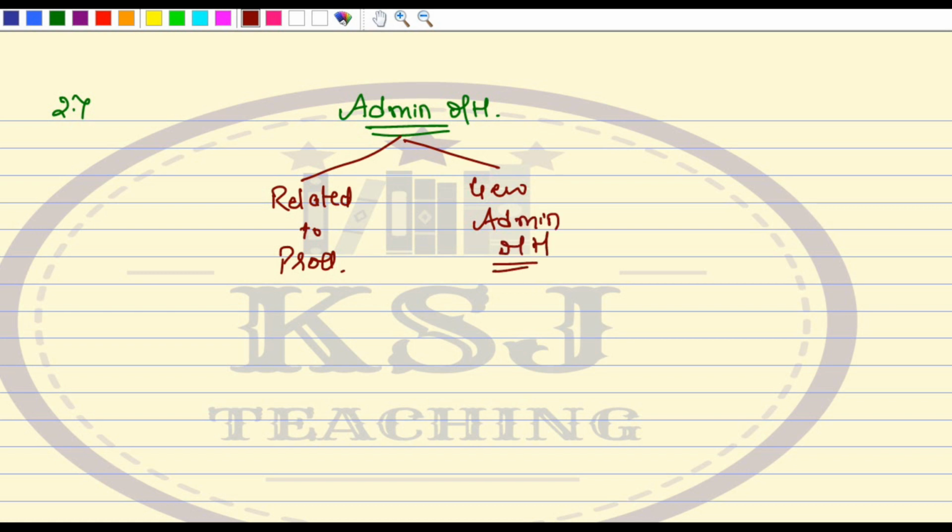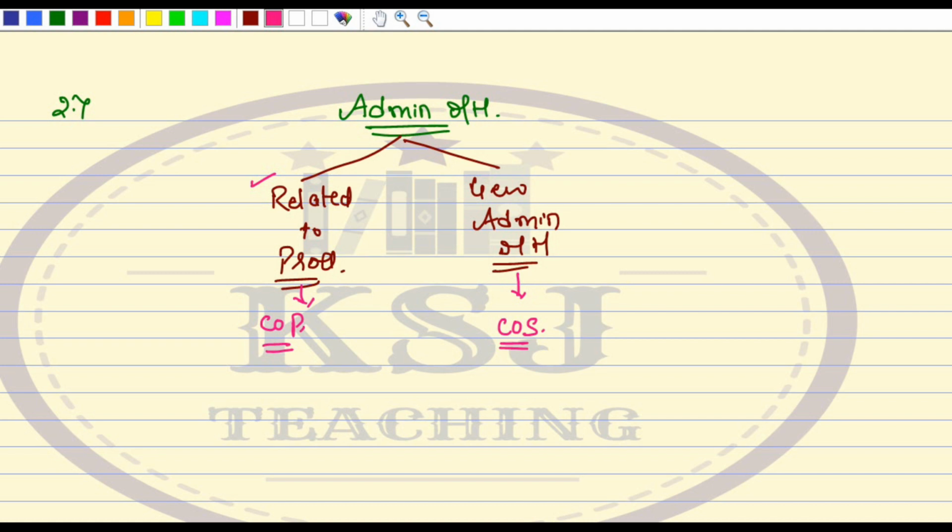Now, what is the treatment? The treatment of the two is different. If these are related to production, then these will form part of your cost of production, right? If these are general administration overheads, then these will form part of your cost of sales. Okay, so you have to be very careful whether the administration overheads are related to production or these are general administration overheads. Now, if again the question is silent, then you can assume anything and give a note to that effect.